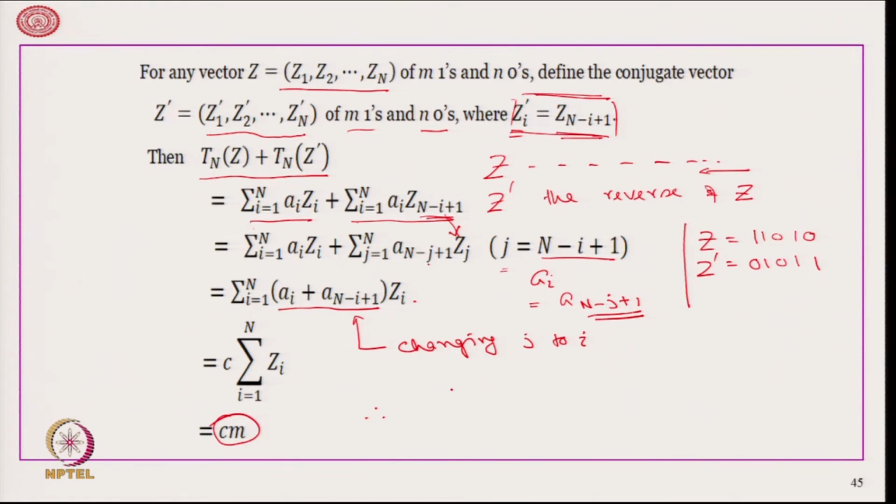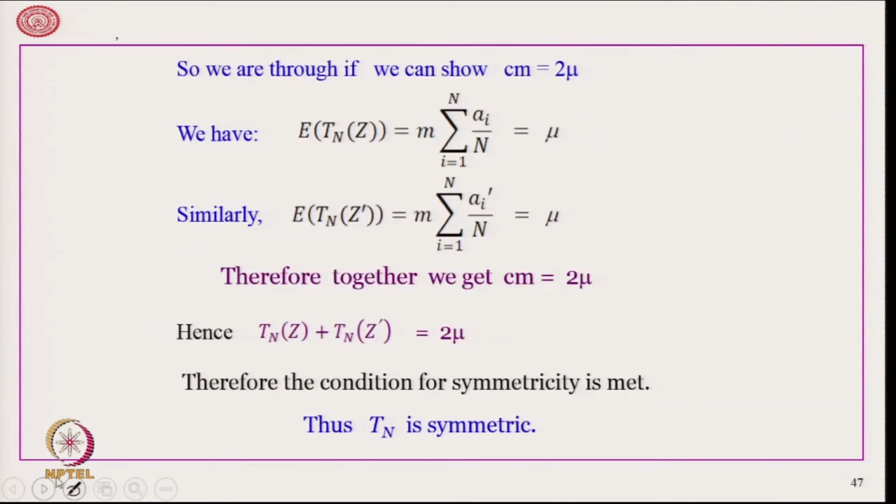Therefore, T n z plus T n z prime is a constant. So, we are through if we can show that Cm is equal to twice mu, because if you remember we said that distribution will be symmetric if Tnz plus Tnz prime is equal to twice mu.